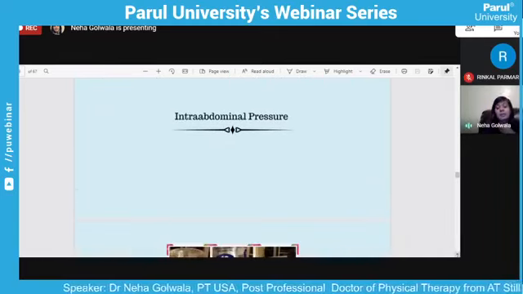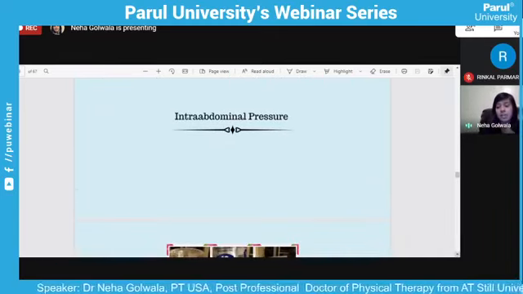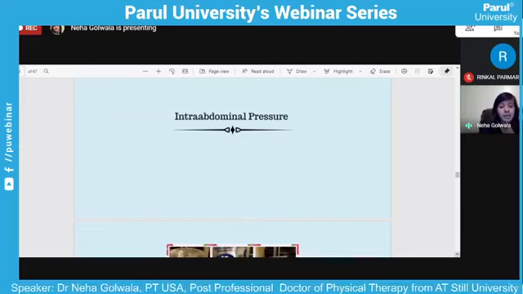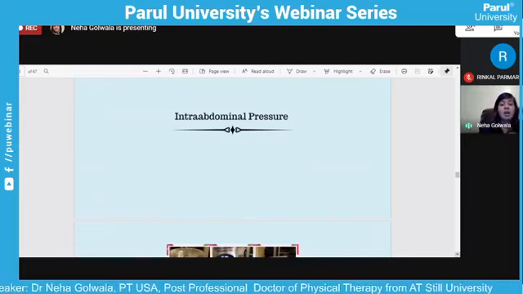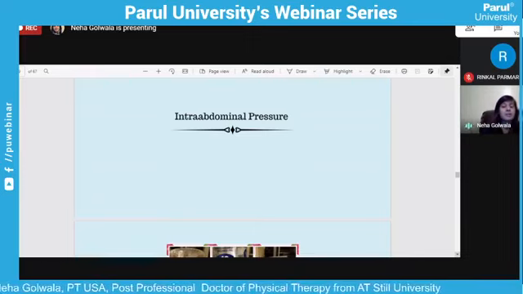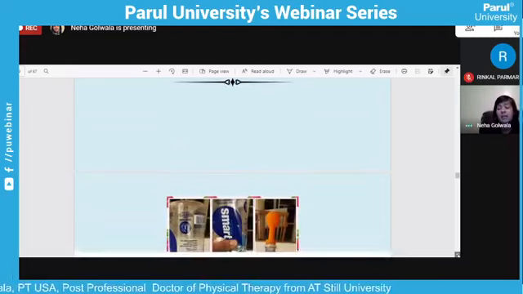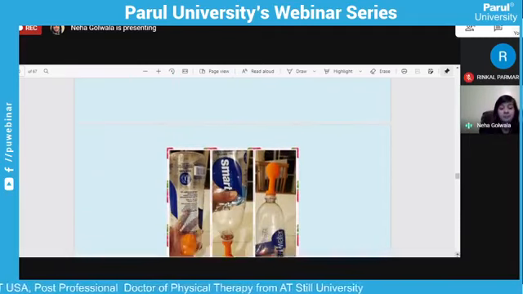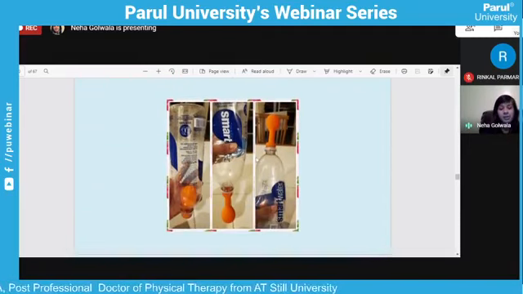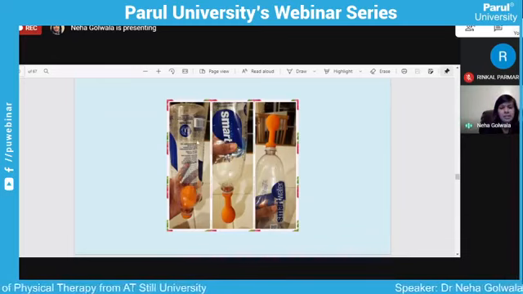Now, I want to consider the intra-abdominal pressure, which is also very important because it is our intrinsic spine stabilizing system. It is not only stabilizing the spine, but also provides the support system to our organs. So it is very important for organ functioning. Here I have made the model. I'm going to show you a video as well, of how the organs sit inside the pelvis, inside the muscle, and this is the abdominal canister.